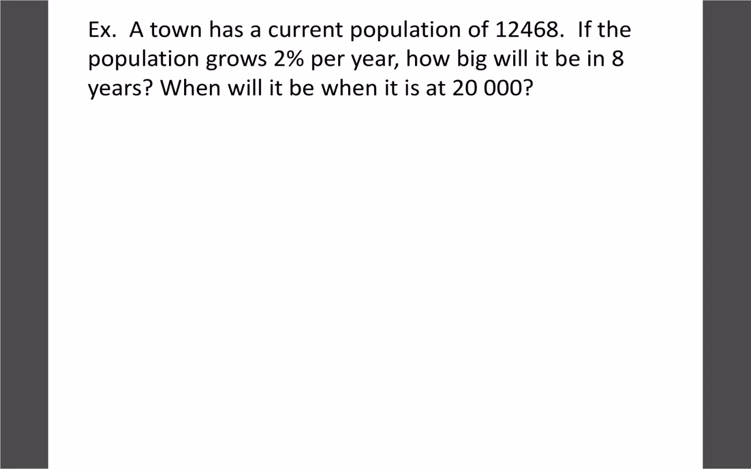Okay, let's do one last word problem. So here we've got a town that has a population of 12,468. It's going to grow 2%, and we want to know certain questions after that. So first thing, figure out your equation. So just like we did before, our 12,468 would be like our A value, our starting value. If we grow 2%, we'd write that as 1.02. And we'd have x as being our number of years.